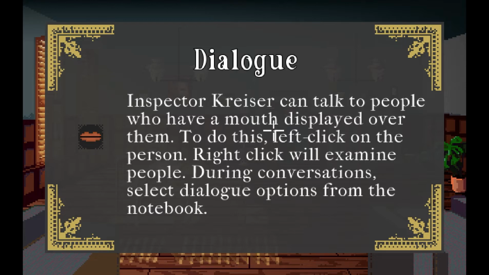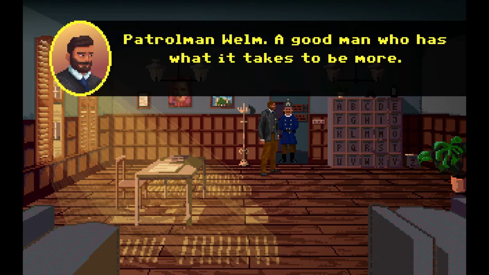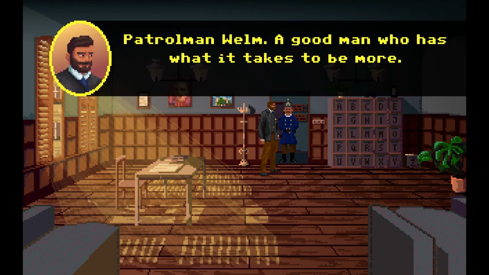Dialogue. Inspector Kreiser can talk to people who have a mouth displayed over them. To do this, left click on the person, right click will examine people. During conversation, select dialogue options from the notebook. Okay. That mouth. I've right clicked there so I can inspect. Patrolman Wellm, or Wellm? Would it be Wellm? A good man seems to want to tell me something. A good man who has what it takes to be more.